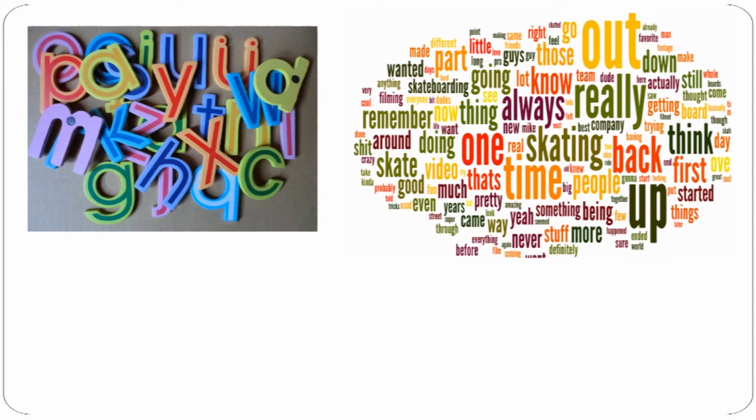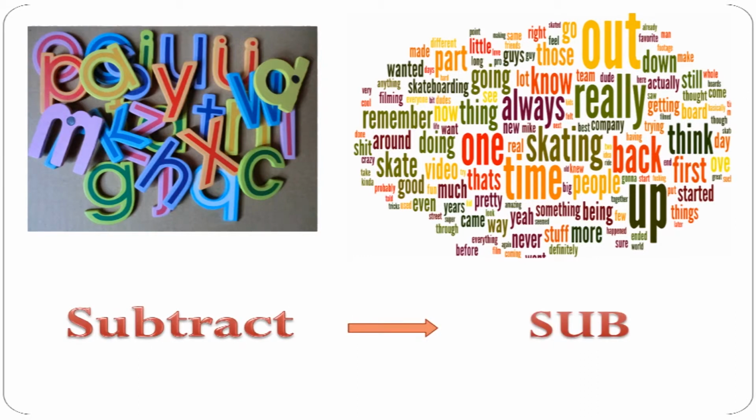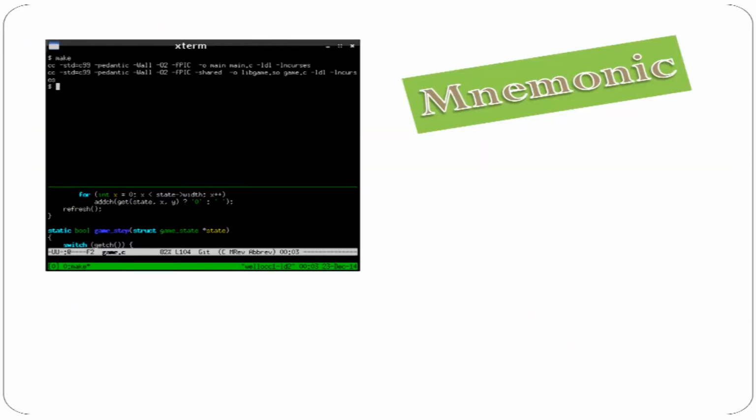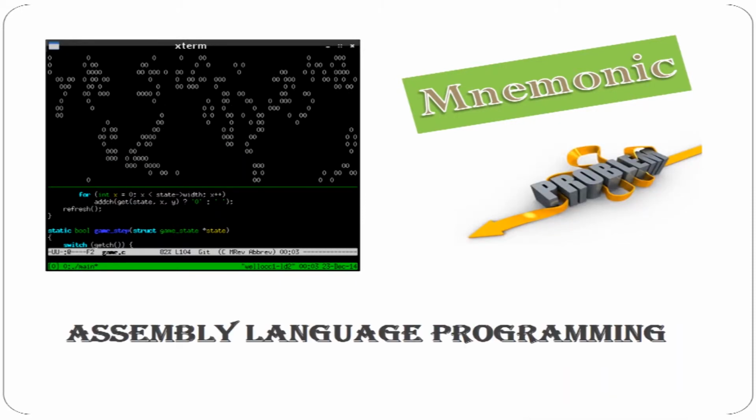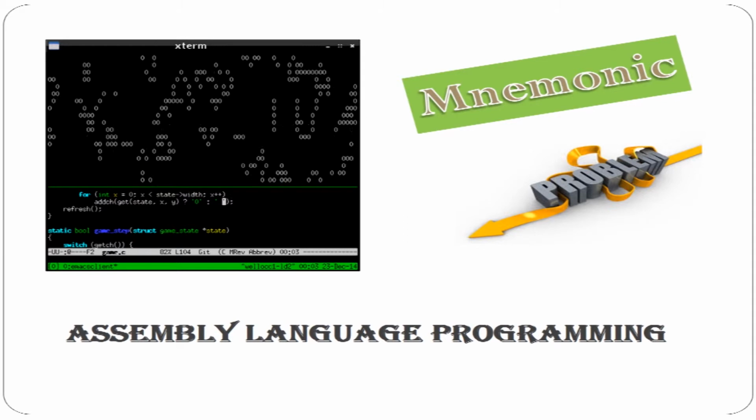A mnemonic is just a letter which is usually initials or shortened form of English words for the operation performed by the instruction. For example, mnemonic for the subtract is SUB. Writing programs using mnemonics to solve specific problems is called assembly language programming, ALP.